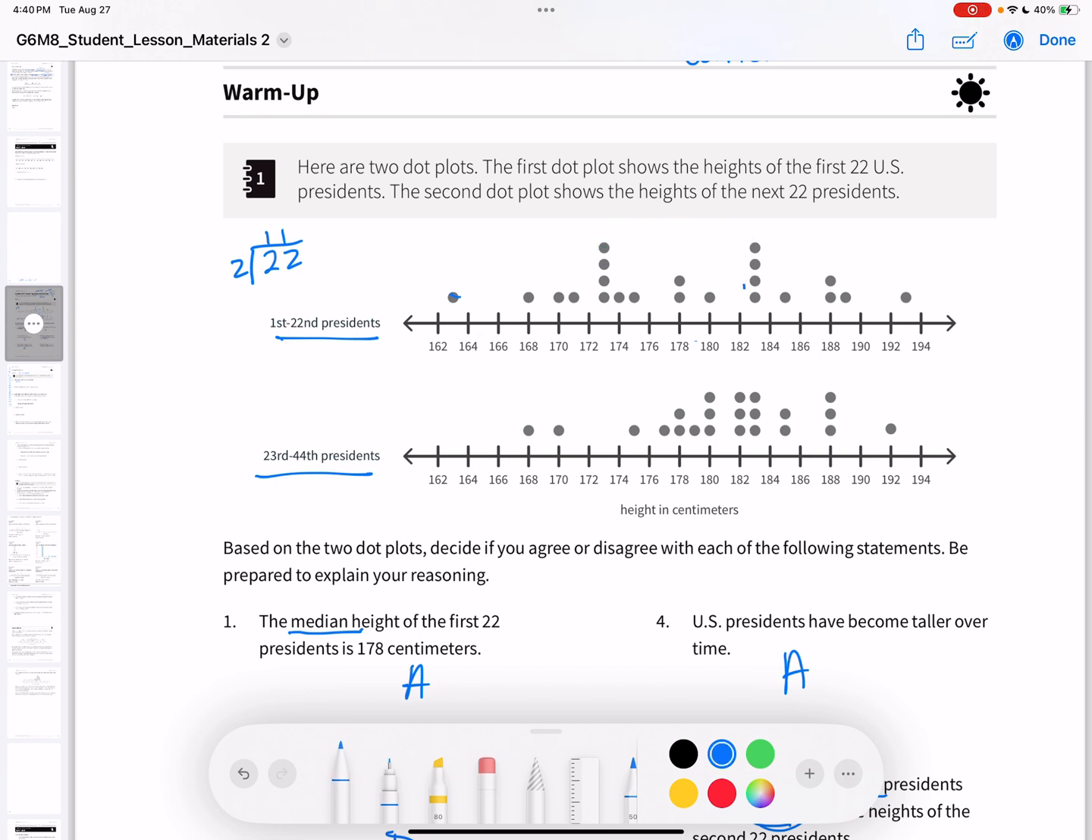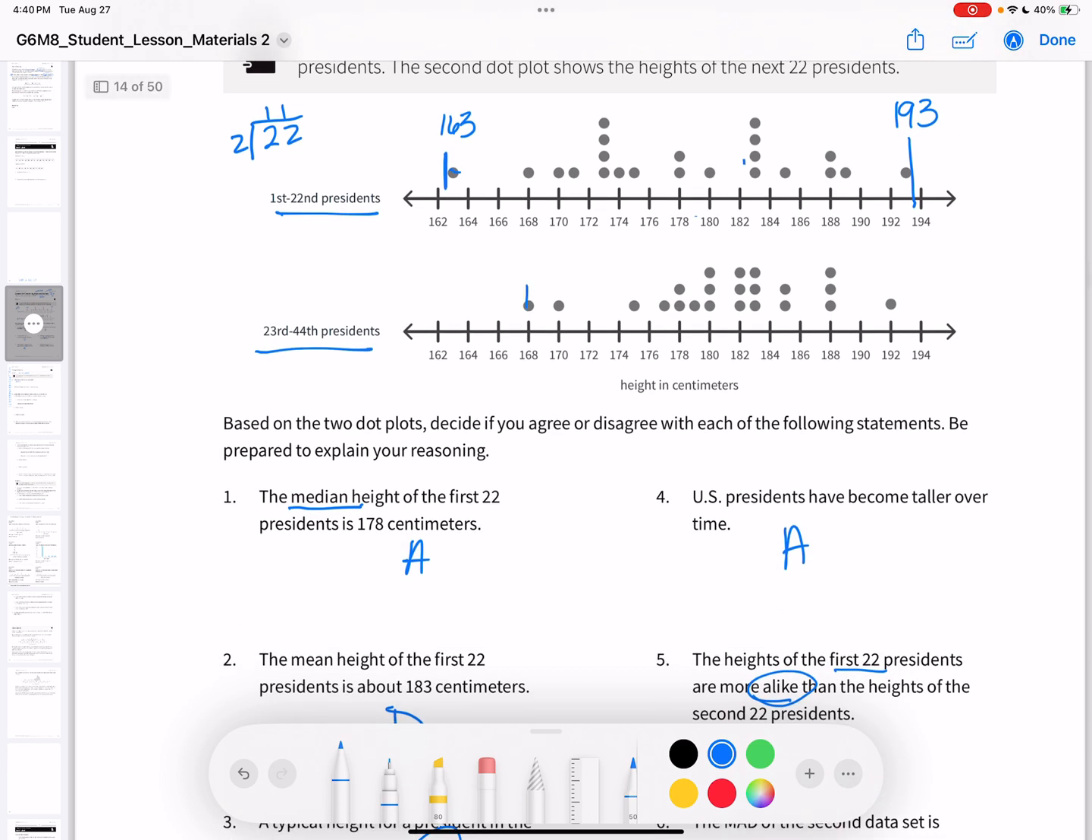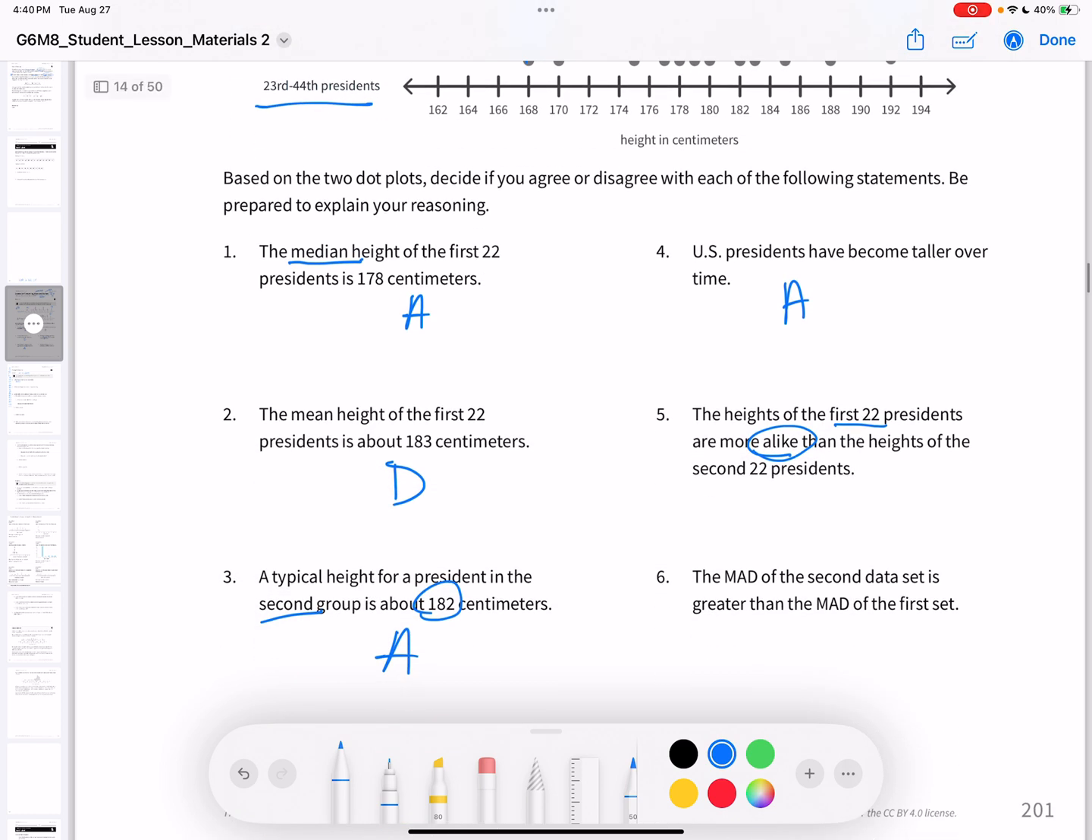So we have a spread from 163 to 193 in our first, and our second goes from 168 to 192. So I would say the first 22 presidents have a higher variability than the second. So I would say they are less alike than the second. So I would disagree with this statement.